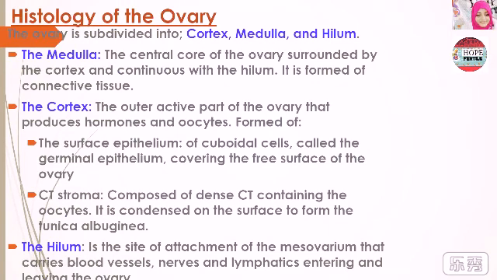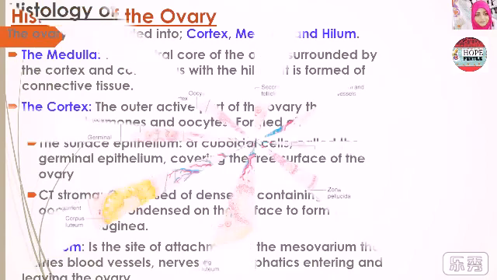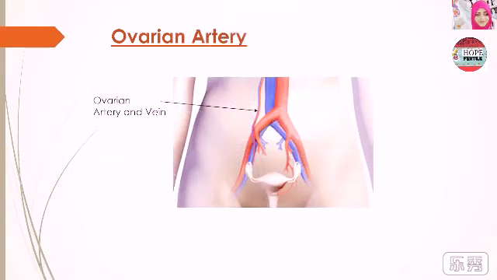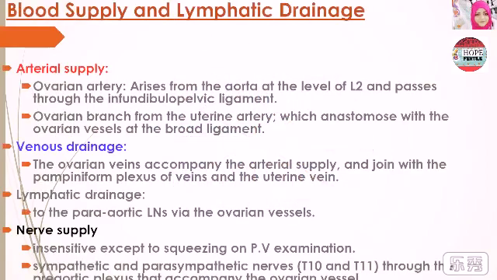So the hilum is the site of attachment of the mesovarium that carries blood vessels, nerves, and lymphatics entering and leaving the ovary. Okay, then the blood supply and the lymphatic drainage. Arterial supply: the ovarian artery, which arises from the aorta at the level of L2 and passes through the infundibulopelvic ligament.